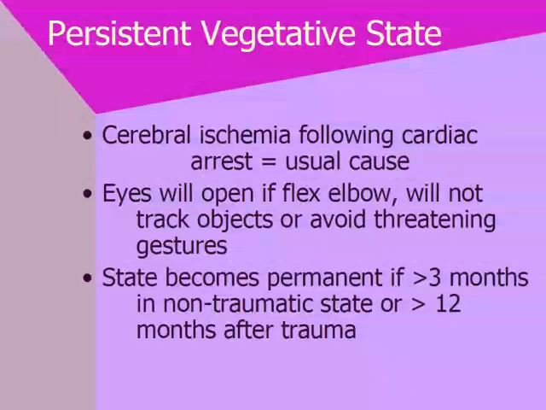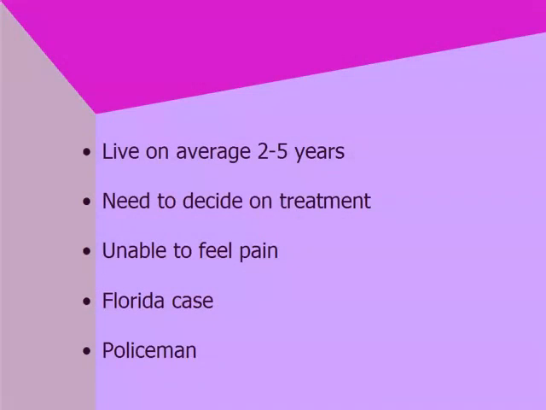They don't do that. The state becomes permanent if it lasts more than 3 months in a non-traumatic state, or more than 12 months after trauma. And the definition is no awareness for at least 1 month. Now, on the average, they live 2 to 5 years. And so it's really important that you decide on treatment ahead of time.